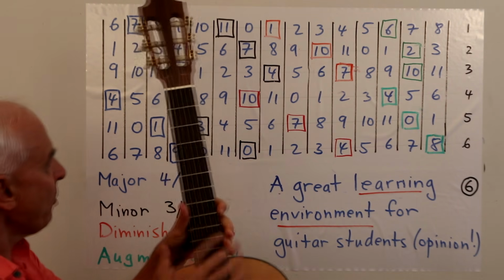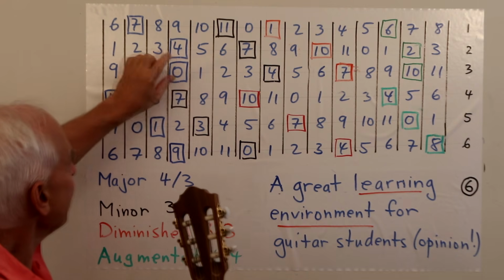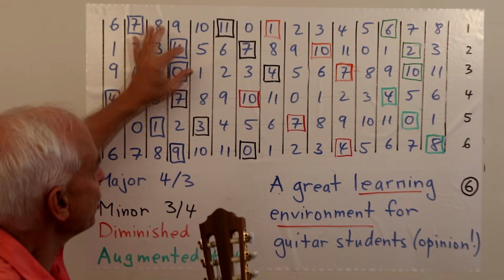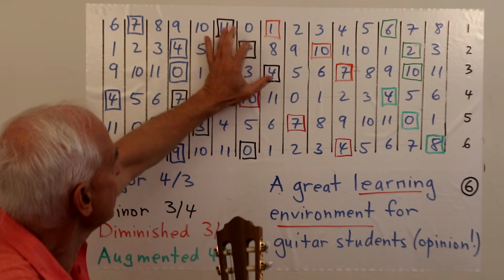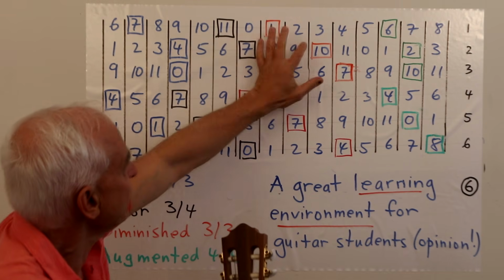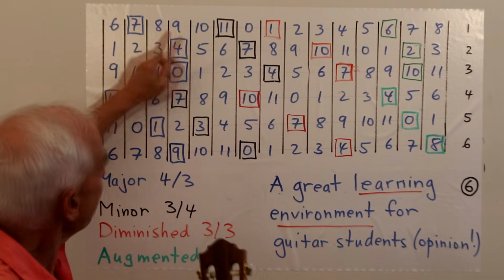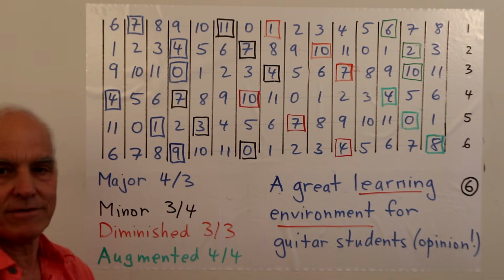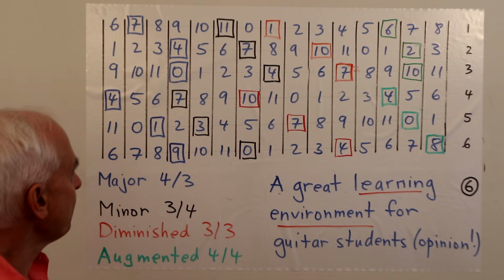But you can see that they're all pretty close to each other. There's just a small movement to go from that shape, and another small movement, just move that one over there, and you get a diminished. You start with the major, and you just move that one over there, and you get an augmented. So they're all very close.